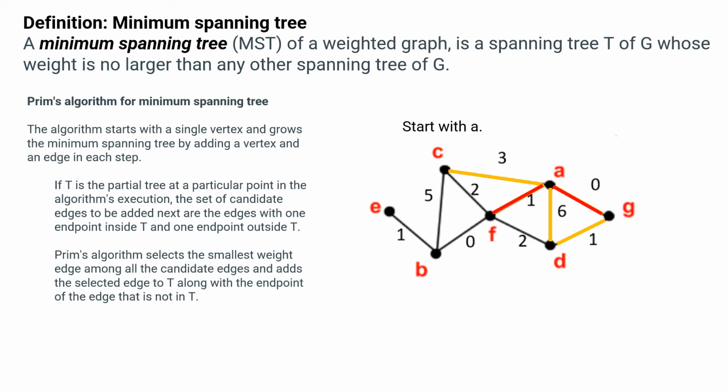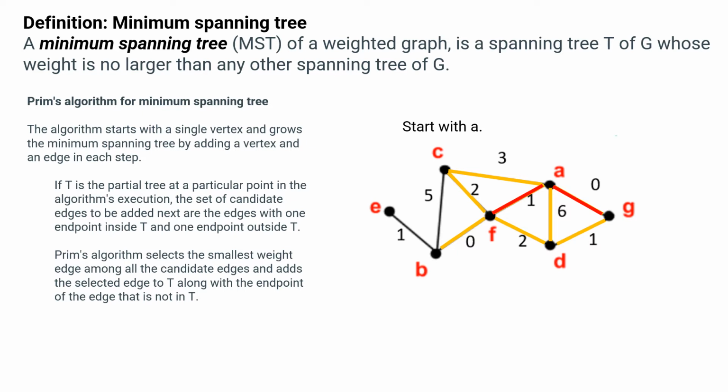Now that I've added F into my actual tree, I have some more candidate edges where I could branch off in my next step. So I'll make those yellow too. Anything that goes off of F would be a possibility for me to grow the tree. Now these are all of my candidate edges, and I'll take a look between all of those and see which one has the smallest weight.